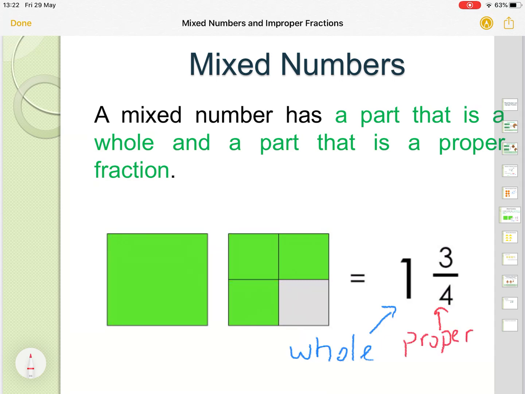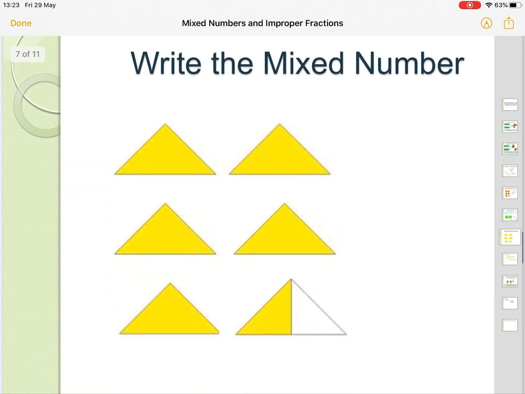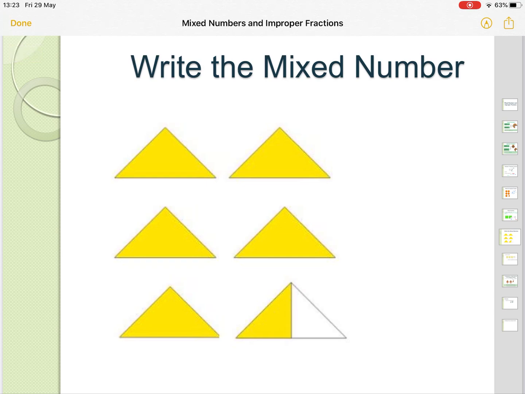And that is why we call a number with a whole and a fraction a mixed number, because it is a mix of a number and a fraction, all right? So, let's now write the mixed number, okay?